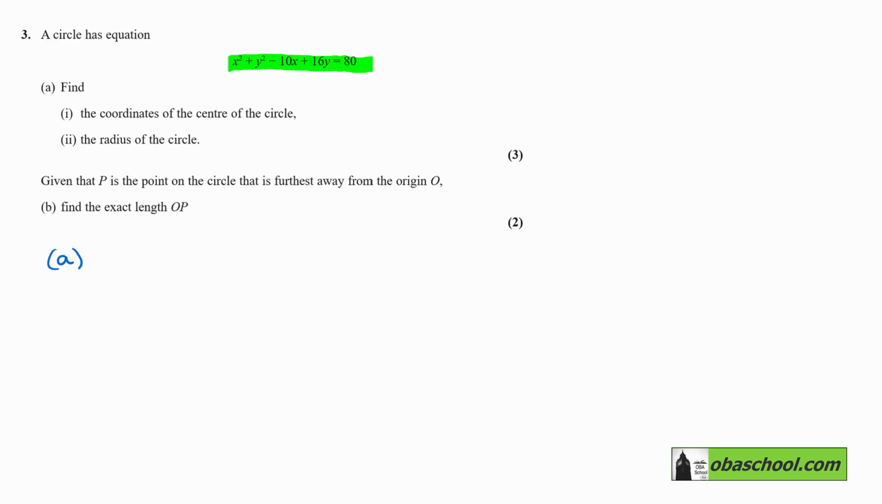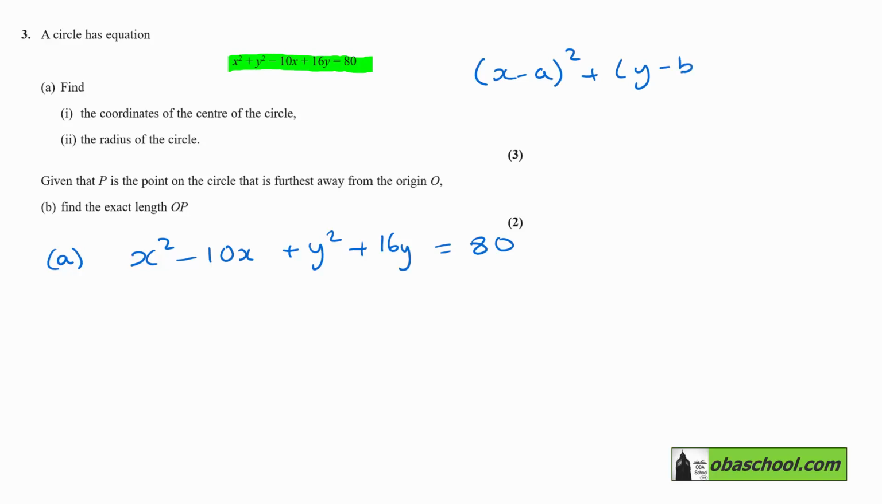Now we can rewrite the equation slightly as x squared minus 10x plus y squared plus 16y is equal to 80. Now what we want to do is write it into the form (x minus a) squared plus (y minus b) squared is equal to r squared. And if we do that, the centre of the circle will be at (a, b) and the radius will be r. To do that, we need to complete the square.